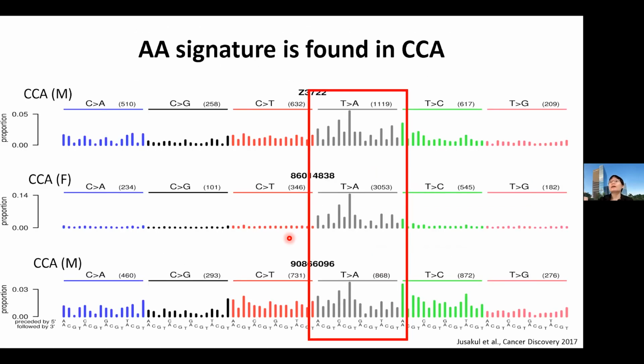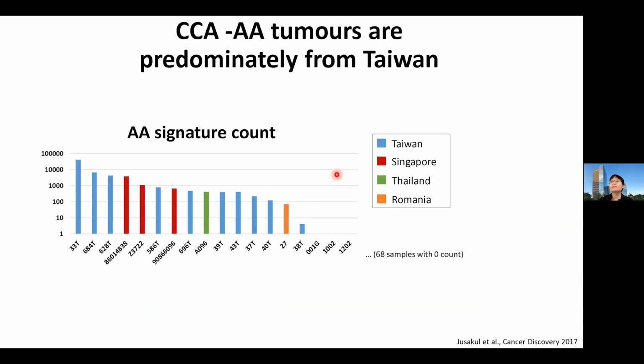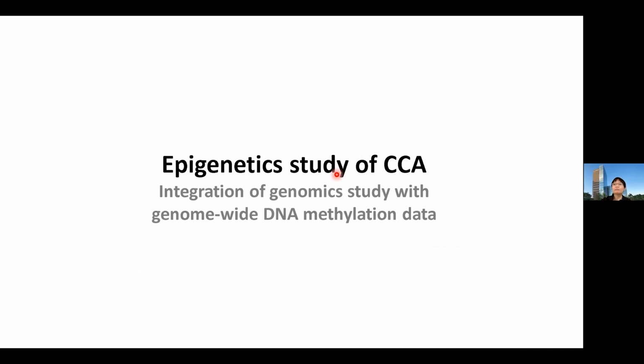We found a number of cholangiocarcinoma tumors with the AA signature in our cohort. And interestingly, these tumors are predominantly from Taiwan. So this shows the contribution of geography towards driving distinct molecular subtypes of cancer. Finally, we integrated our genomic study with genome-wide DNA methylation data.